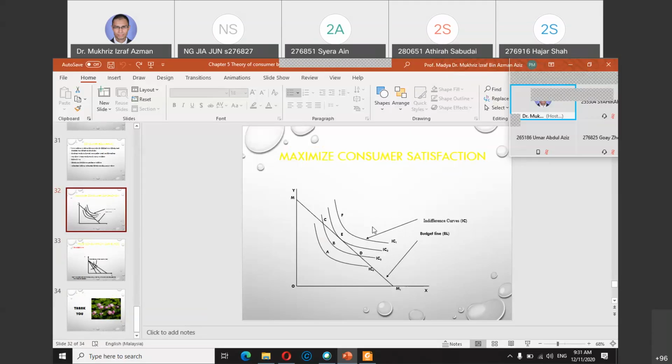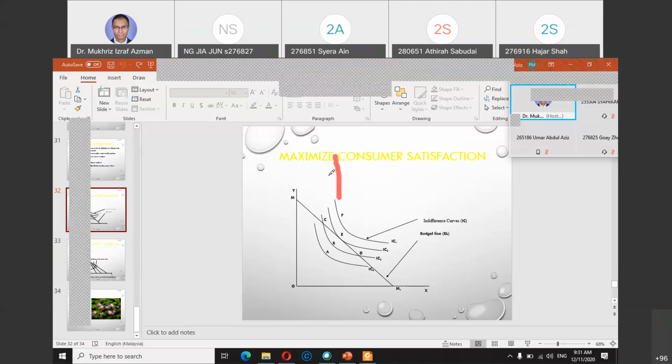It just shows that as a consumer, if you have that money, of course you want to choose IC1. But let's say this person, when you draw the budget line, is what you see here. So on this budget line, the best combination that the person can buy is when your budget line is tangent. So I use the word tangent here. How do you spell tangent? T-A-N-G-E-N-T. Tangent. The budget line is tangent to the indifference curve.